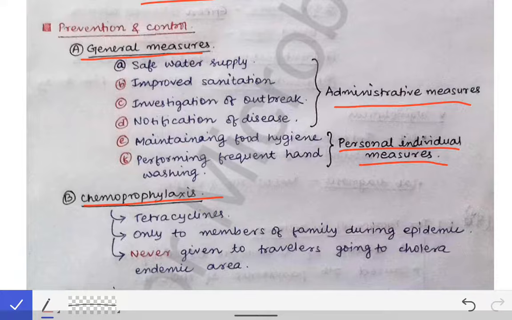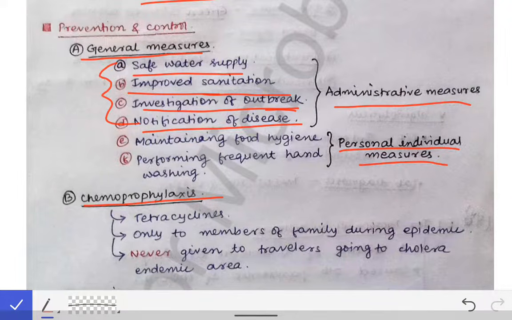In the administrative measures, if the administration provides safe water supply, improves sanitation in a locality, investigates any outbreak very promptly, and notifies the disease if there is any case occurring in the block or the locality, then cholera can be controlled. So these are all the administrative measures, because these are done by the administration.